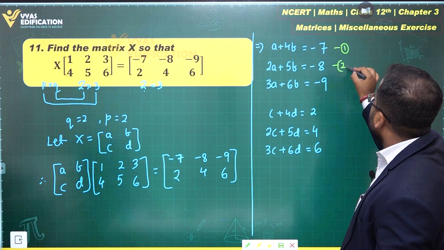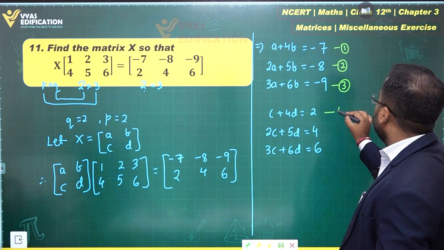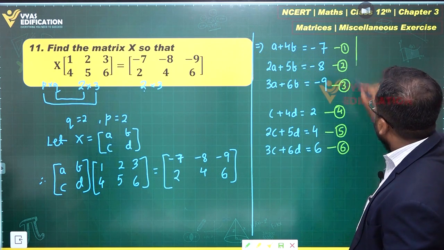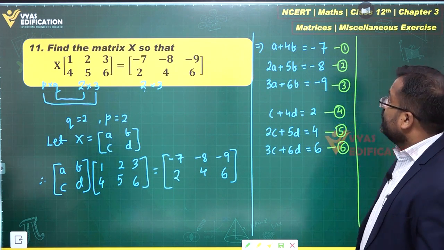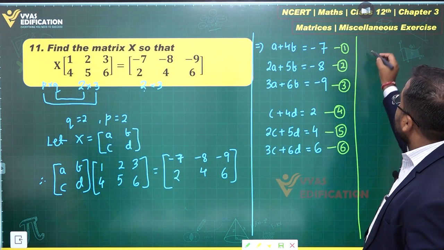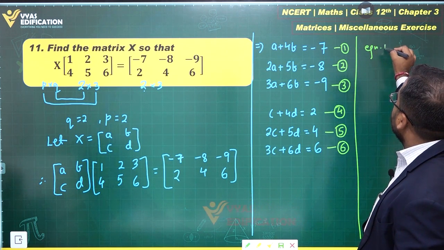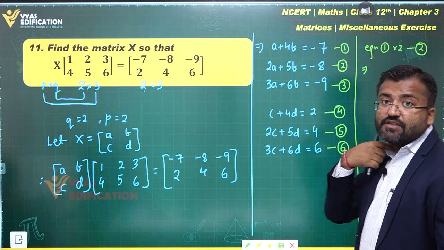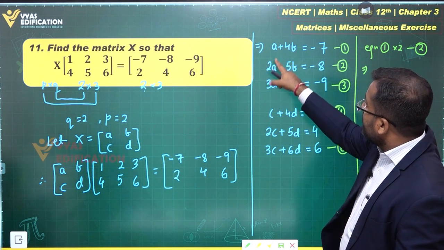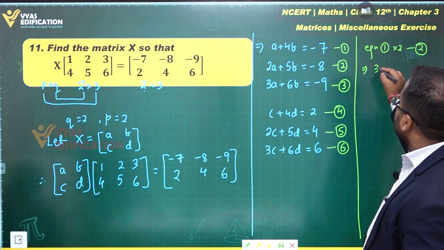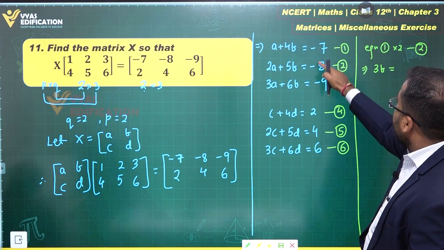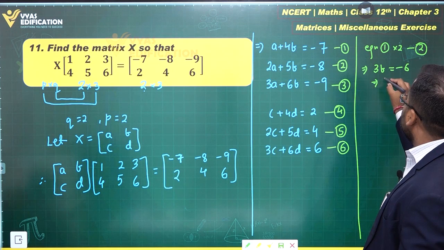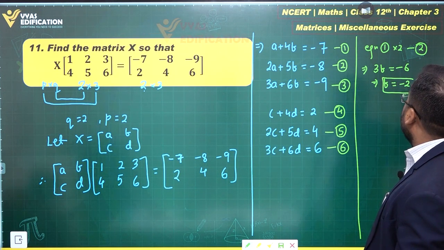This is 2, this is 3, this is 4, this is 5, and this is 6. The important thing for solving these two equations is we multiply equation 1 by 2 and subtract equation 2. What you get over here is this. Please observe, 2A minus 2A is gone. 8B minus 5B will be 3B, which will be equal to minus 14 plus 8, which will be minus 6. This will give me B equals minus 2.